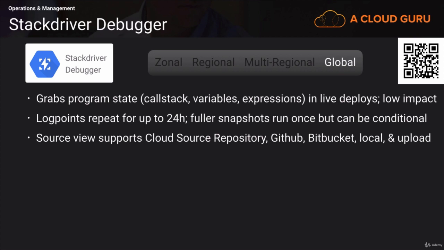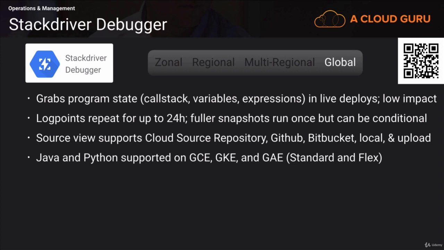But you can also just skip the web UI entirely and give it a file and a line number. That's actually all it needs to set the log points or snapshot points. In terms of application support, Stackdriver Debugger supports Java and Python on Google Compute Engine, Google Kubernetes Engine, and both standard and Flex versions of Google App Engine.